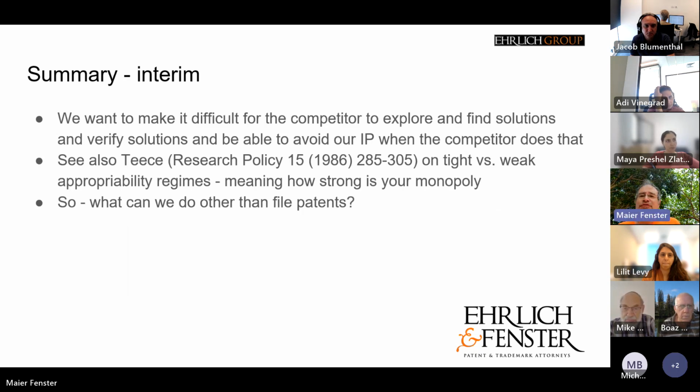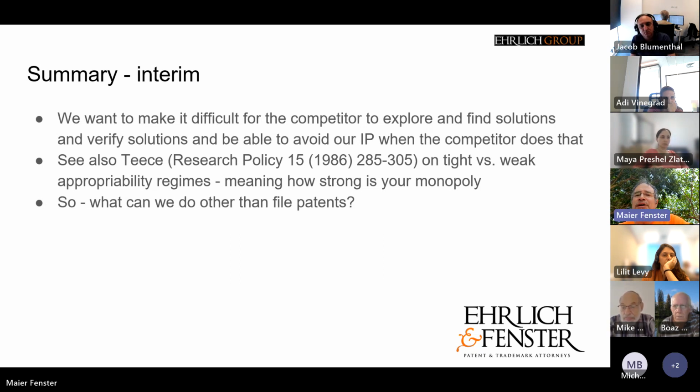So, an interim summary. What we want to do is to make it difficult for the competitor to explore and find solutions and verify solutions. And we also want them to not be able to avoid our IP when the competitor does that. I mention here an article by Thies, and I'm pointing to a particular section which talks about tight and weak appropriability regimes, which really talk about how easy it is for somebody else to copy what you're doing.